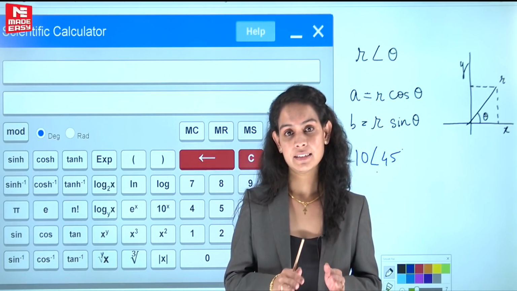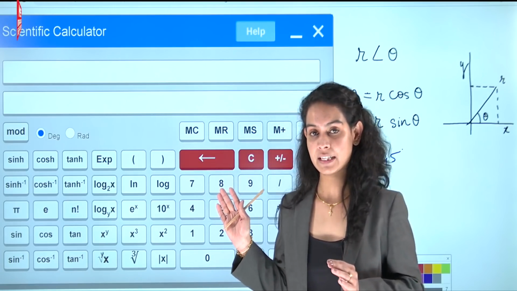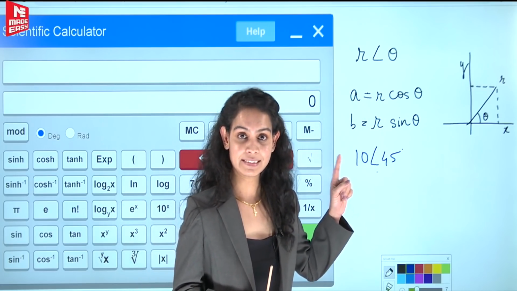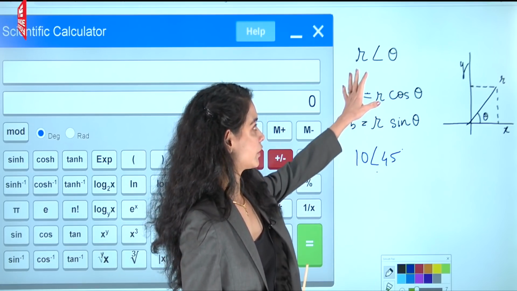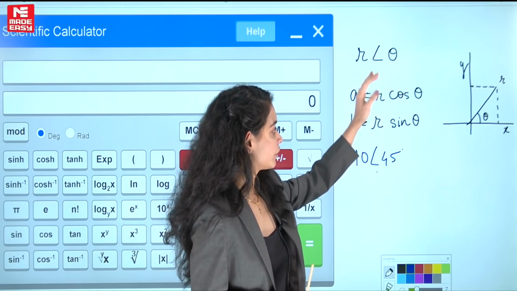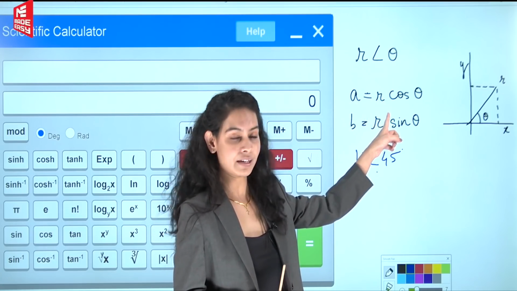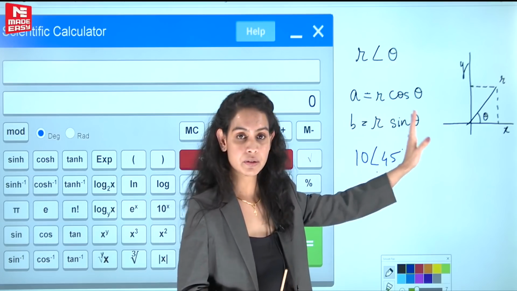There is no direct button or tab in the virtual calculator to solve this. So for this, you will have to solve using the mathematical relations. For example, the polar coordinates are r and theta. To convert it into rectangular coordinates, you will have to use a equals r cos theta and b equals r sin theta.